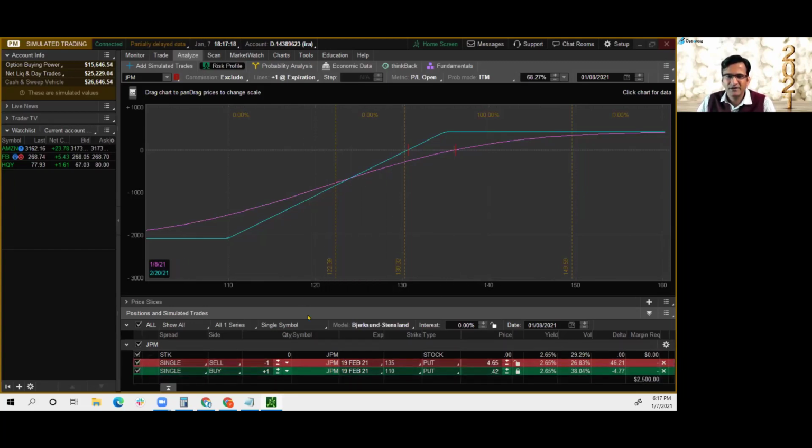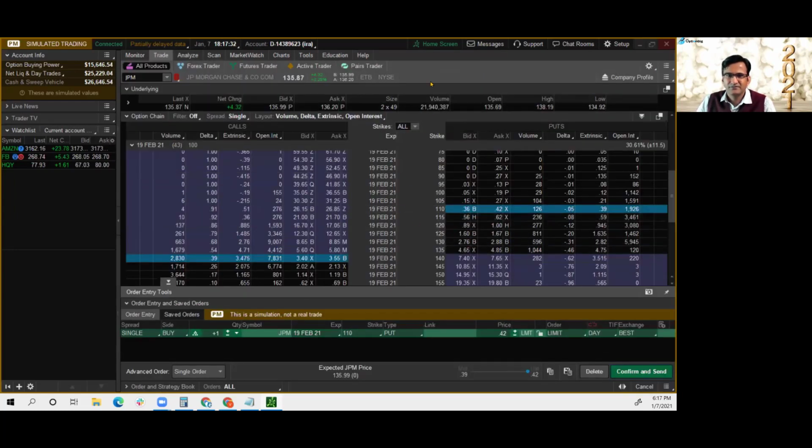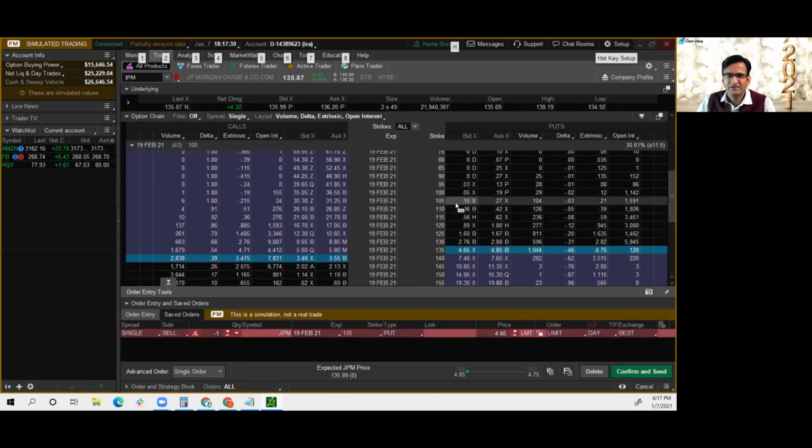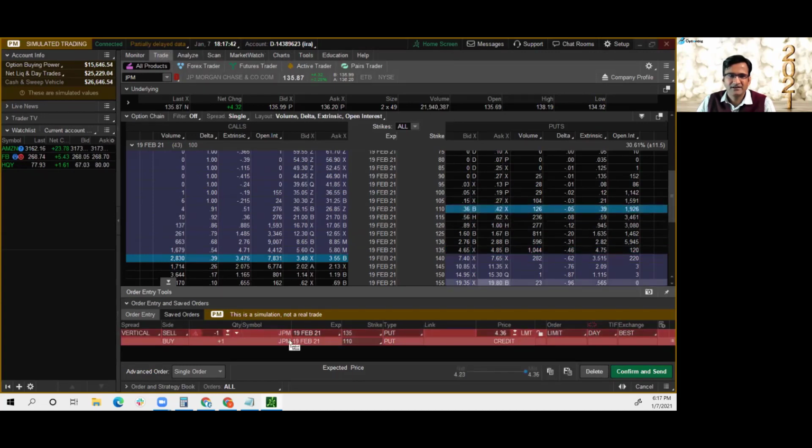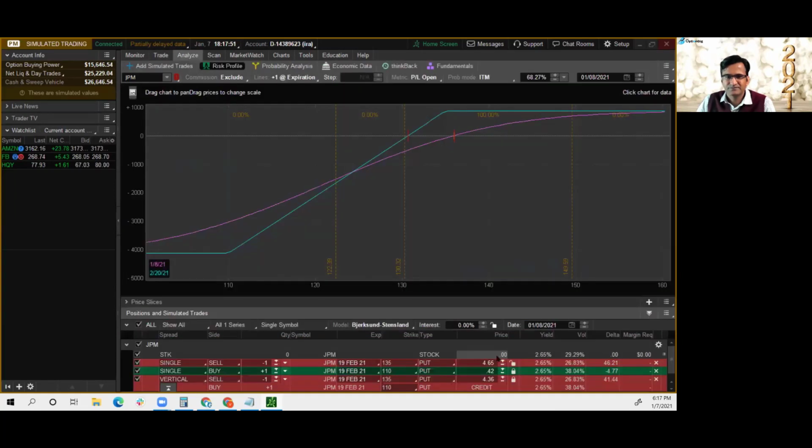So now this allows me the ability to participate in the growth of JP Morgan shares. I'm not locked out of it. So these are two separate trades. Let's see how to do it in a single one. Generally on TD Ameritrade, I'll sell the 135 and then buy the 110. It automatically understands that this is a vertical spread. It will change here to vertical. Everything looks good. 436.